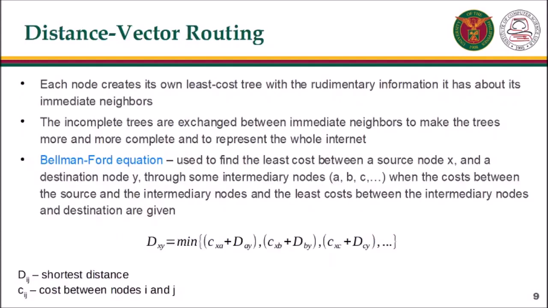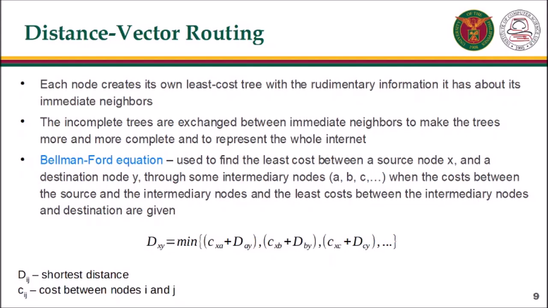In distance vector routing, the first thing each node creates is its own least cost tree with the rudimentary information it has about its immediate neighbors. The incomplete trees are exchanged between immediate neighbors to make the trees more and more complete and to represent the whole internet. We can say that in distance vector routing, a router continuously tells all of its neighbors what it knows about the whole internet. The heart of distance vector routing is the famous Bellman-Ford equation.